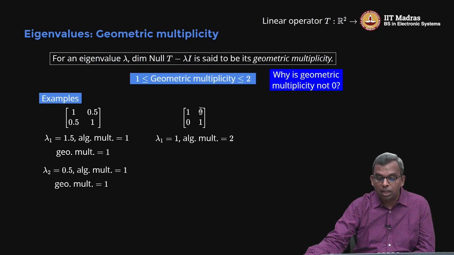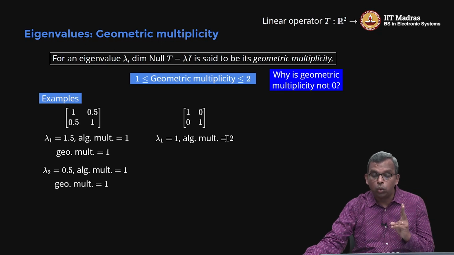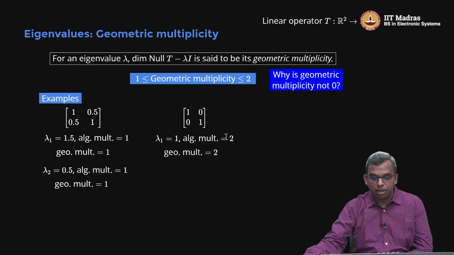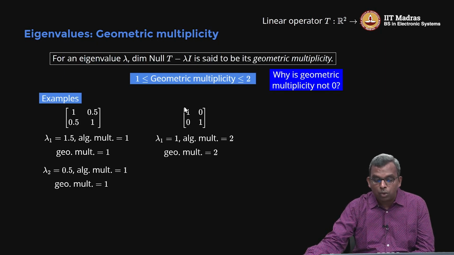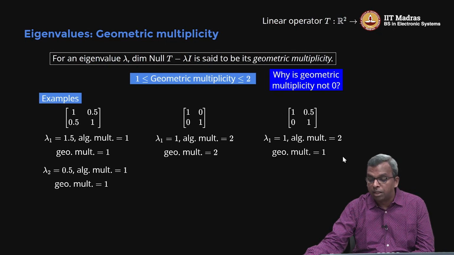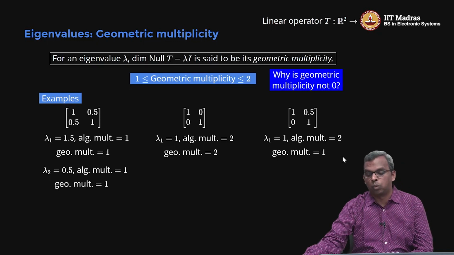When you looked at the matrix [1 1; 0 0], lambda 1 is 1, and it occurs with multiplicity 2. So, this is called algebraic multiplicity 2, and geometric multiplicity is also 2. When you subtract lambda I, you will get the zero matrix, and that null space is R2. So, the dimension is 2. If you do [1 1.5; 0 1], you see that lambda 1 is 1, it has algebraic multiplicity 2, but its geometric multiplicity is 1.